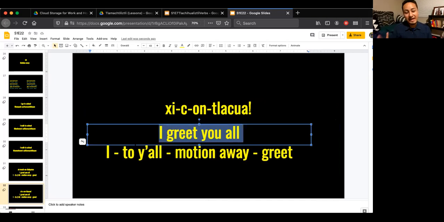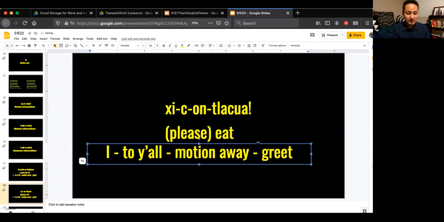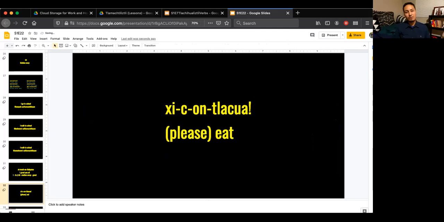But if you want to be nice, or at least in Chicontepec, Huasteca Nahuatl, you can add this extra onto it, and it means kind of like please eat. So it's a nicer way to say a command. Xicontlacua. Now, this is a little bit confusing too, because this on can also mean direction away, right? So this could also be interpreted as go and eat.